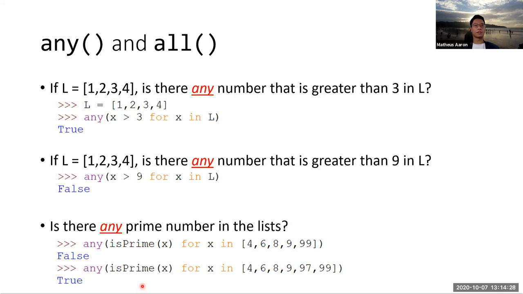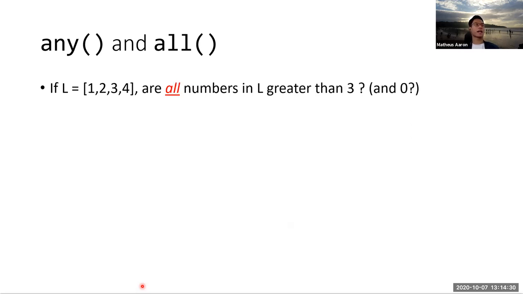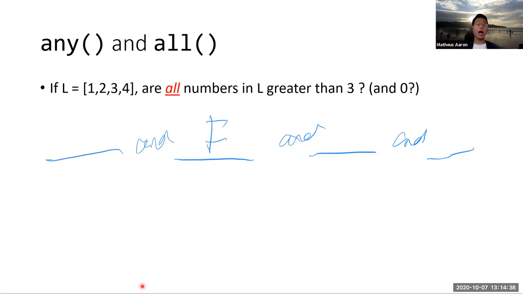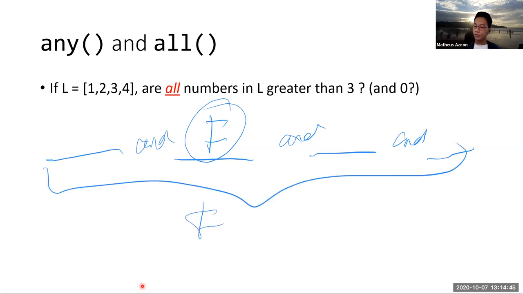All is somewhat the opposite. All, as Fang Kiang mentioned, is the AND gate. So you have several statements. You just AND it all together. Meaning that if you just have one bad apple inside a sequence, one false, the entire statement will be false.